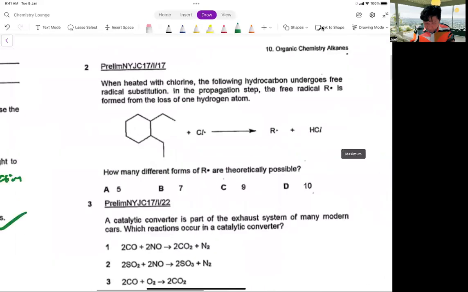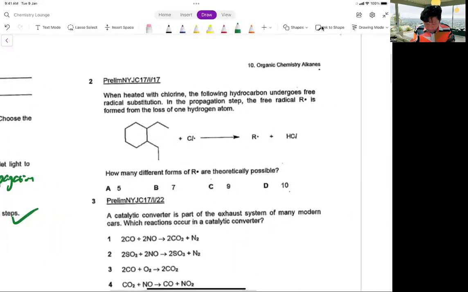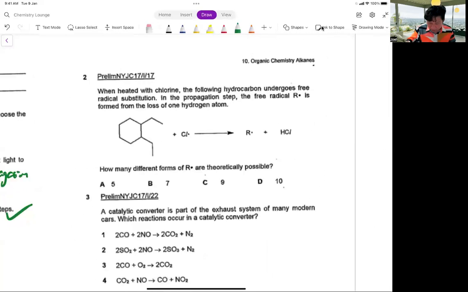Number 2, right? The following hydrocarbon undergoes the same thing. So how many different forms of R dot are theoretically possible? What's the answer? A. Wow, very stressful, this one. Let's take a look. So let's see how many different types. So the first dot, 1, 2, 3, 1, 2, 3, right?